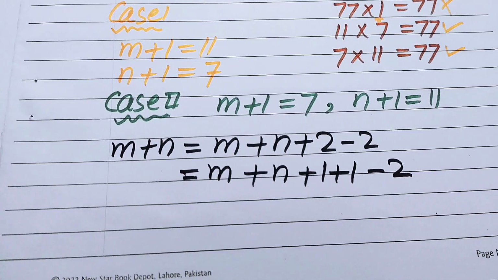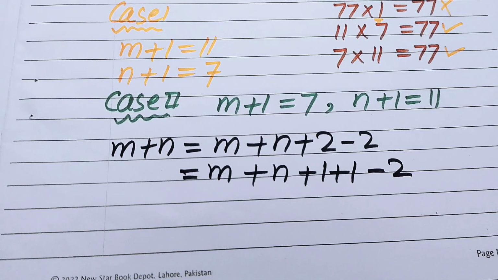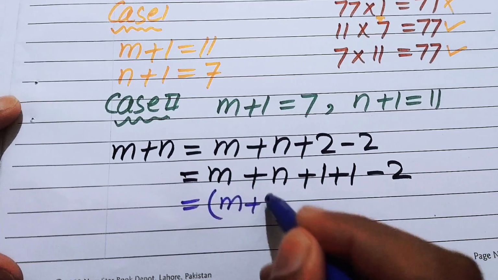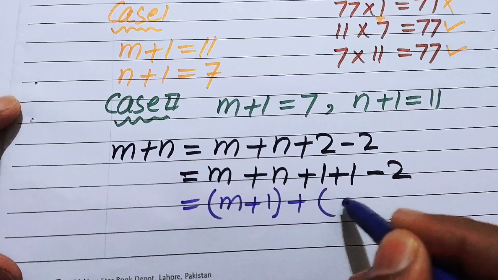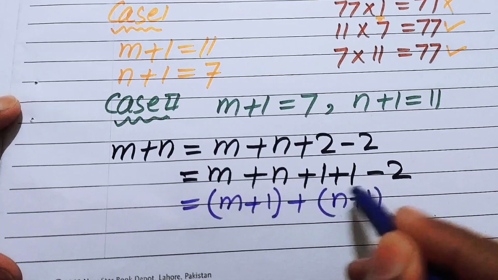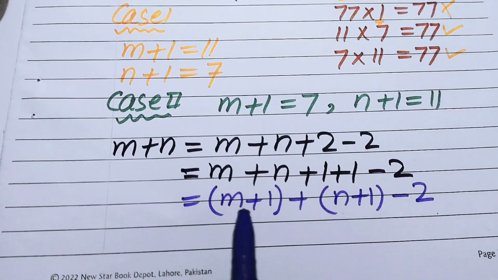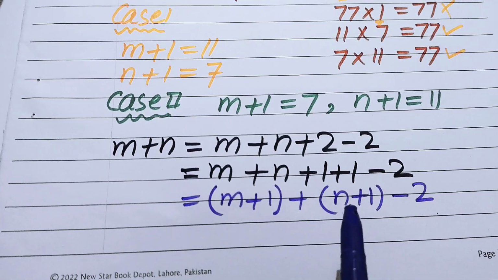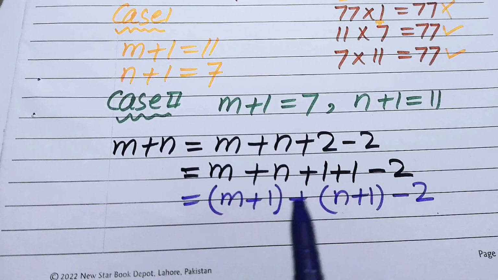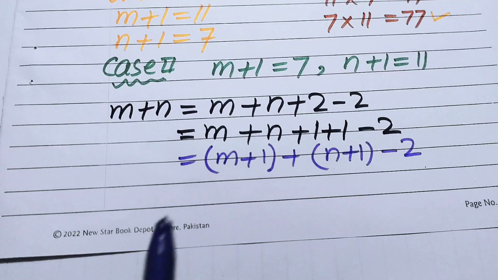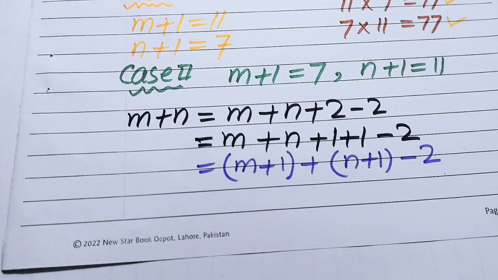Now we make the pair of m with plus 1, so it becomes m plus 1, and similarly we make the pair of n with plus 1 and it becomes n plus 1. So finally we get m plus n equals m plus 1 plus n plus 1 minus 2. Now we use these two cases and we get the final answer.